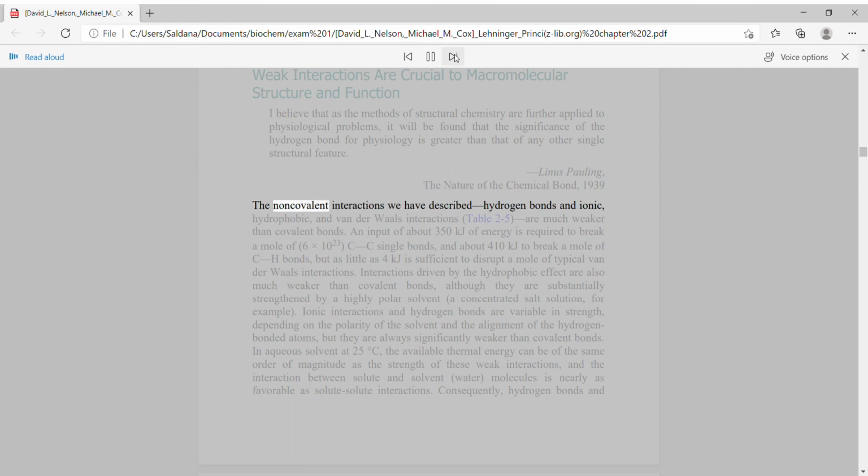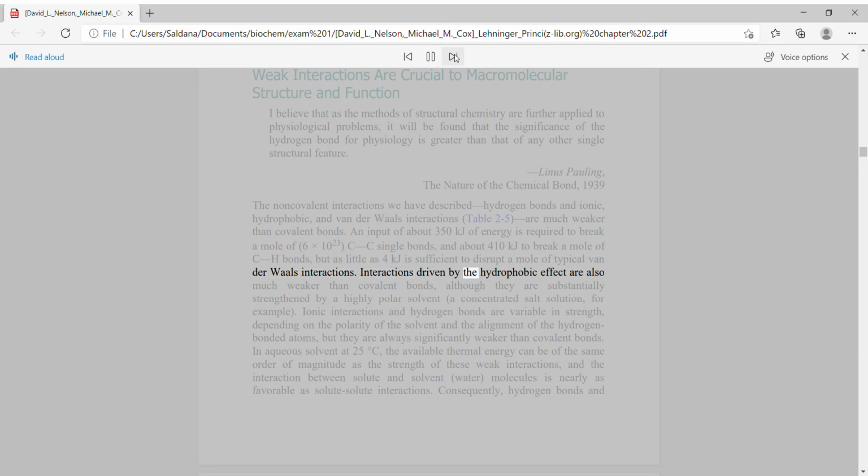The non-covalent interactions we have described, hydrogen bonds and ionic, hydrophobic, and van der Waals interactions, Table 2-5, are much weaker than covalent bonds. An input of about 350 kJ of energy is required to break a mole of 6 × 10^23 C-C single bonds, and about 410 kJ to break a mole of C-H bonds, but as little as 4 kJ is sufficient to disrupt a mole of typical van der Waals interactions.